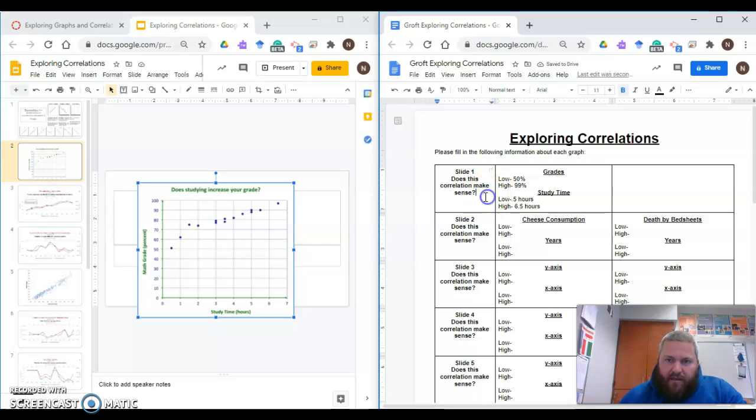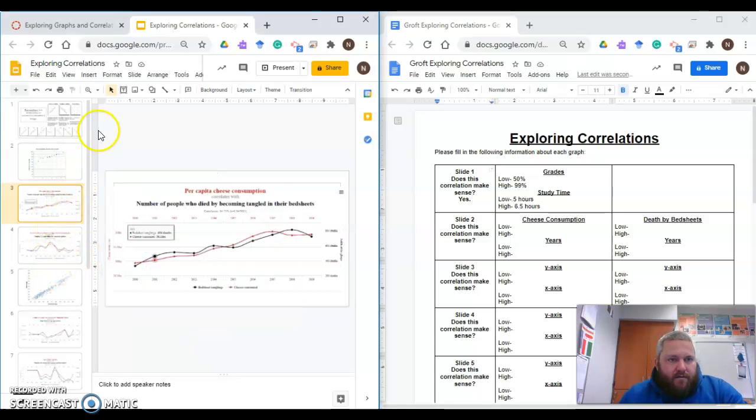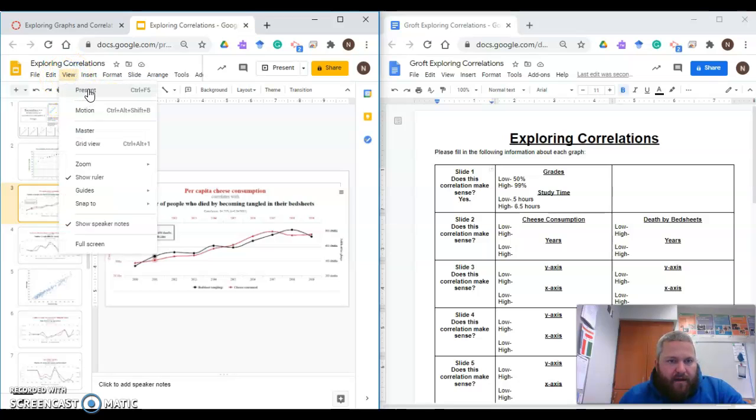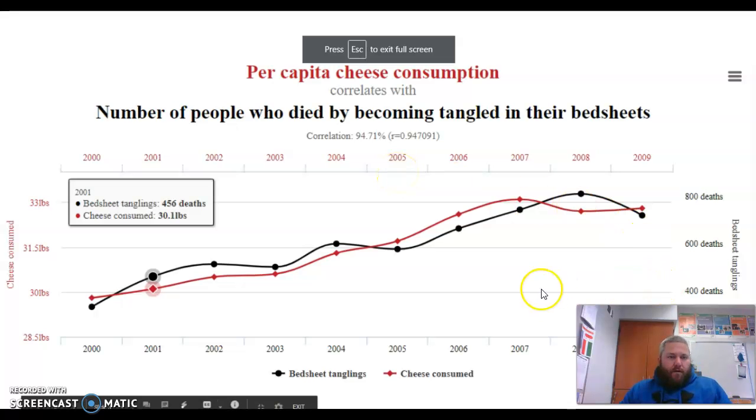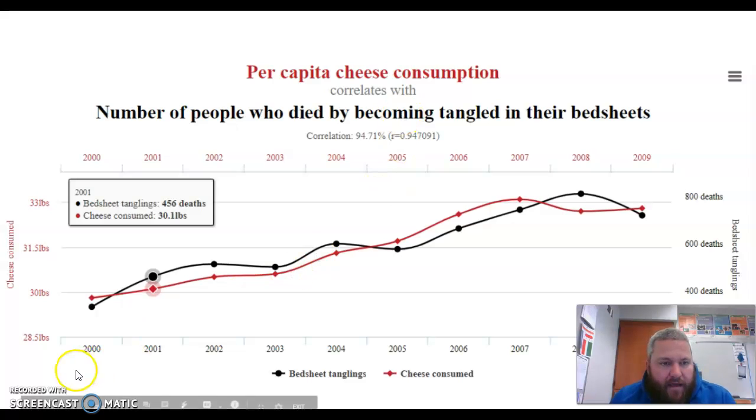So does this correlation, do you think there is a correlation between your grades and your study time? Yes. We don't have to go too much more than that, but just to kind of use some common sense on a few of these. So if we look at our next one, it looks like we might have to jump out of this. And we're going to look at a couple different things here. So now we're looking at correlation between two things.